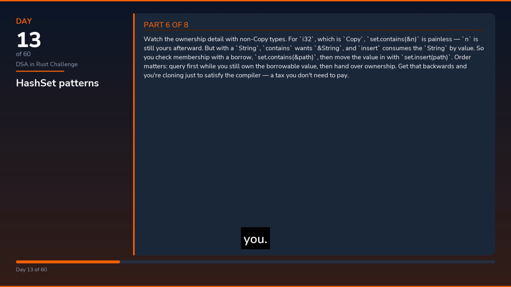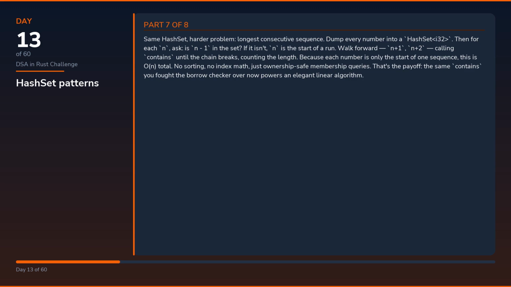Watch the ownership detail with non-Copy types. For i32, which is Copy, set.contains(&n) is painless. n is still yours afterward. But with a String, contains wants &String, and insert consumes the String by value. So you check membership with a borrow, set.contains(&path), then move the value in with set.insert(path). Order matters. Query first while you still own the borrowable value, then hand over ownership. Get that backwards, and you're cloning just to satisfy the compiler, a tax you don't need to pay.